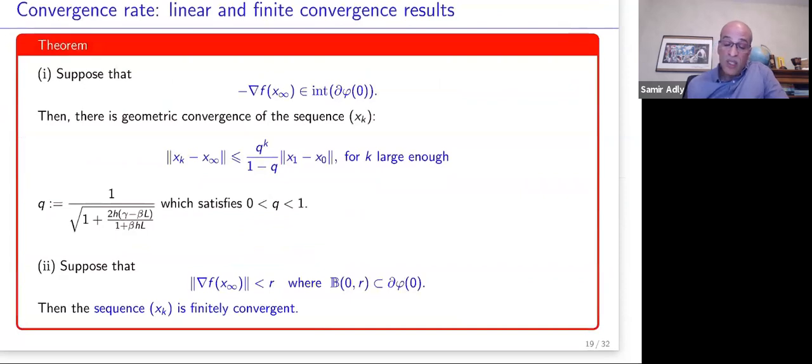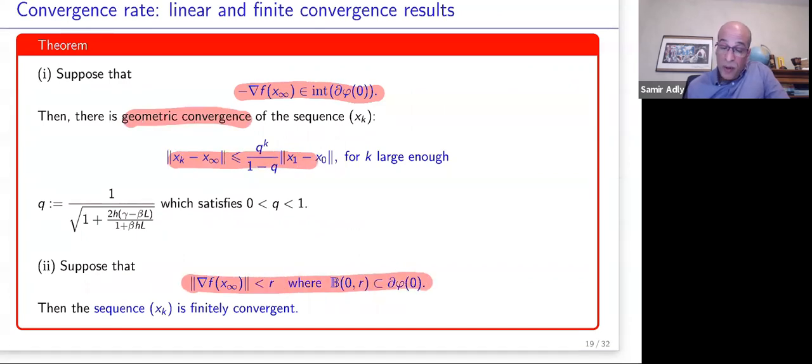In the same way, if the interior condition is satisfied, then we will have this geometrical convergence, okay? And if you are in the interior, it means that the gradient is less than some parameter r, then the sequence is finitely convergent. It means that the same properties are still valid for this algorithm, okay?